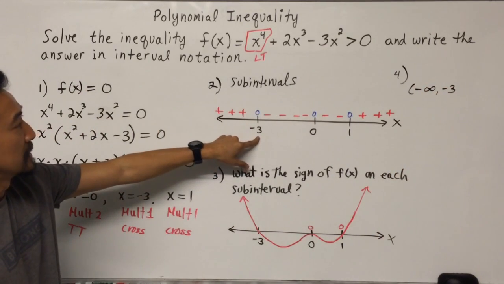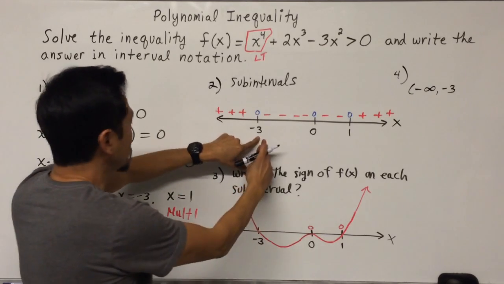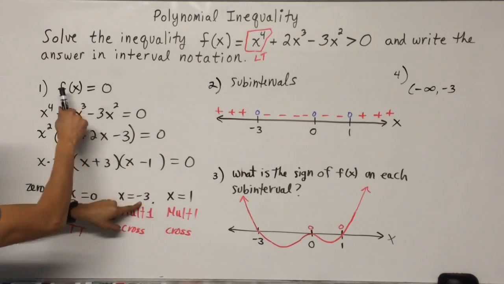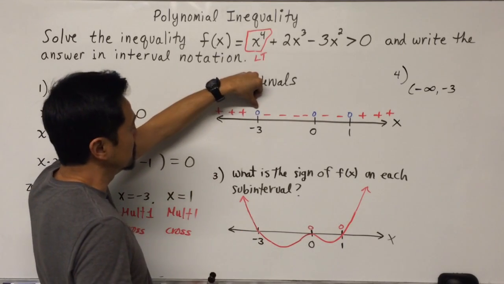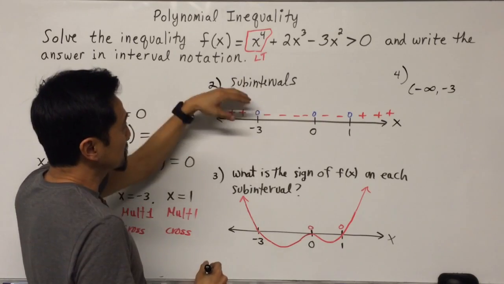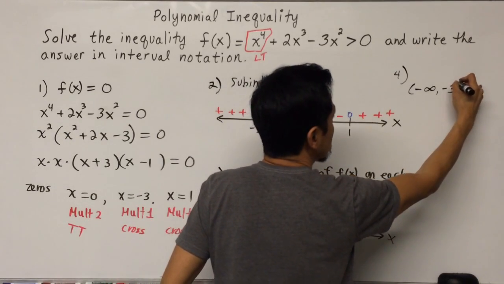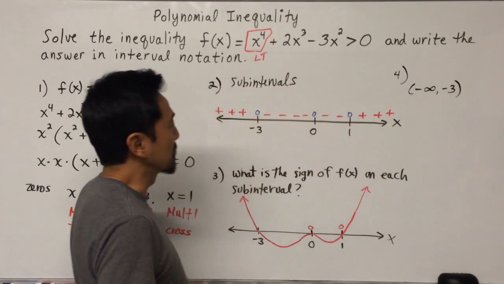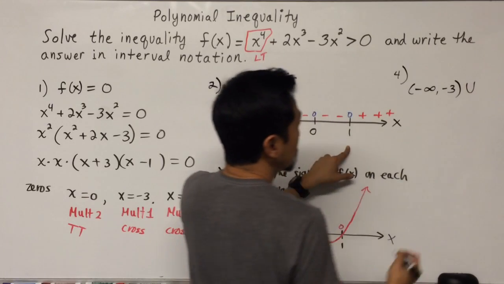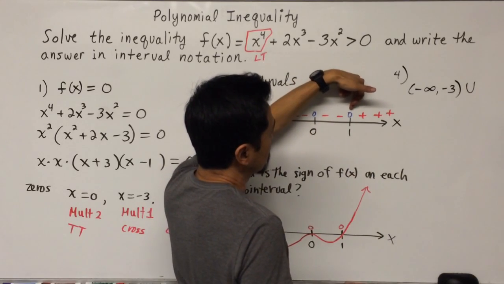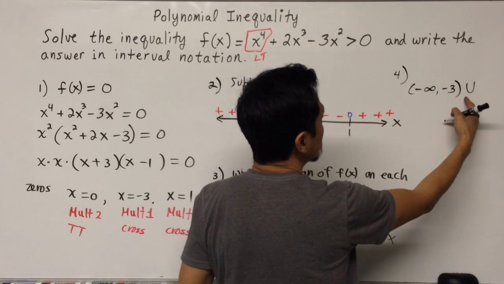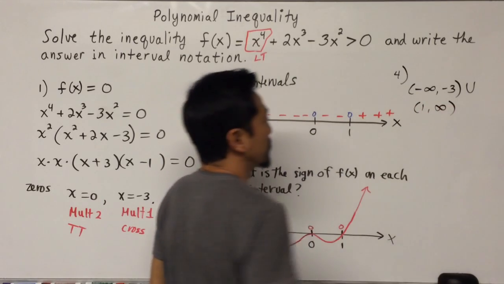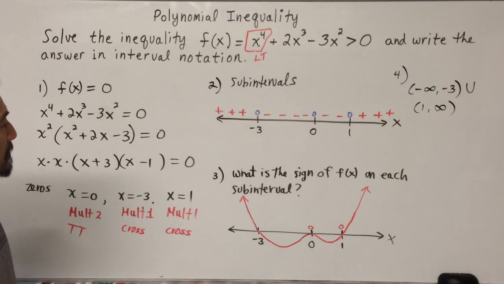But is negative 3 included? The answer is no, because negative 3, as we saw up here, makes the function exactly equal to 0, and that was indicated by this blue 0. So negative 3 doesn't make the function positive, it makes it equal to 0, and therefore it's not included, and neither is any of these other values. And then we've got union from all the numbers that are greater than 1. So now it's going to be union from 1 to infinity, 1 not included. Okay, so that's how you solve a polynomial inequality.